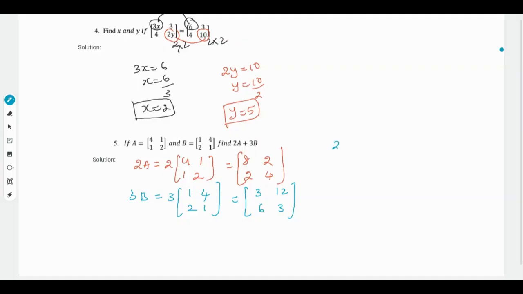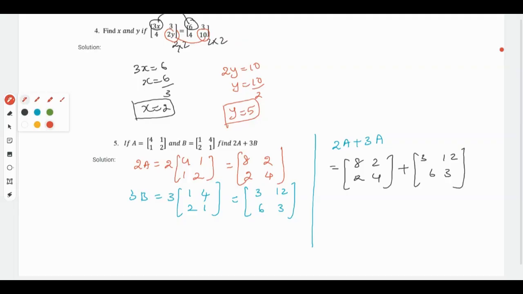So adding this, we get 2A plus 3B solution. We get here 8, 2, 2, 4 plus 3, 12, 6, 3. So add the elements we have, first one with first one: 8 plus 3 will be 11. 2 plus 12 will be 14. 2 plus 6 will be 8. 4 plus 3 will be 7. So this is the answer for 2A plus 3B.